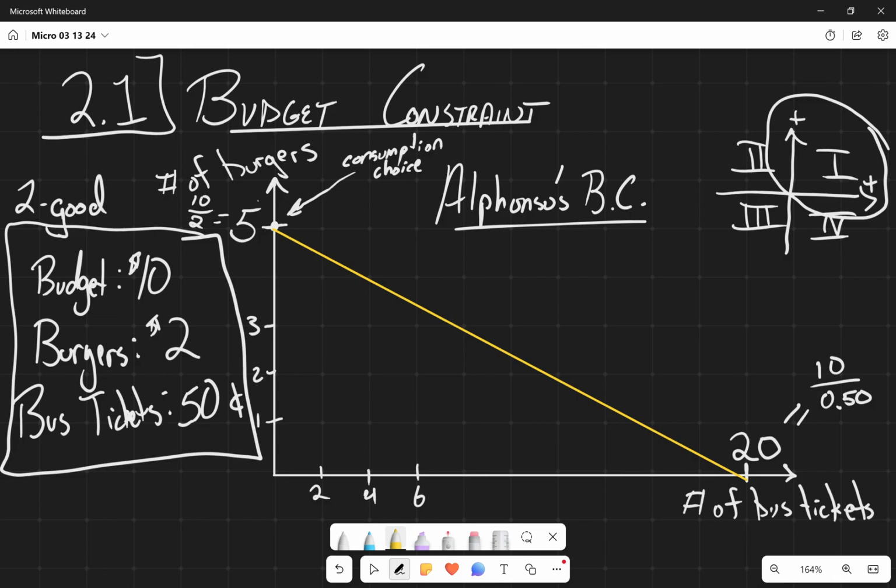Simple as that. And if we need to, we can go ahead and ascertain some points along the budget line and say, okay, if he got 4 burgers, then that would free up $2. That would allow him to then get, what's $2 divided by 0.5, that's 4 bus tickets. And so every one burger that's given up provides 4 additional bus tickets.